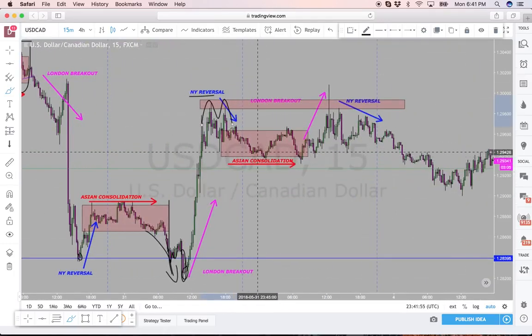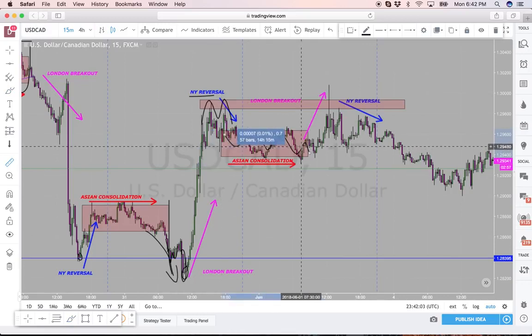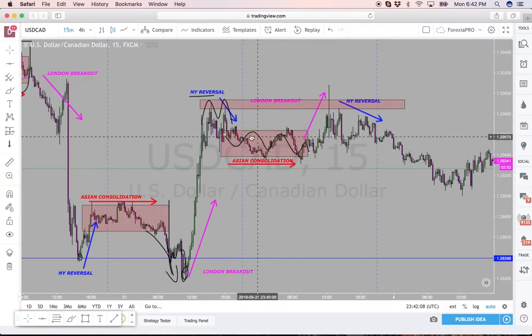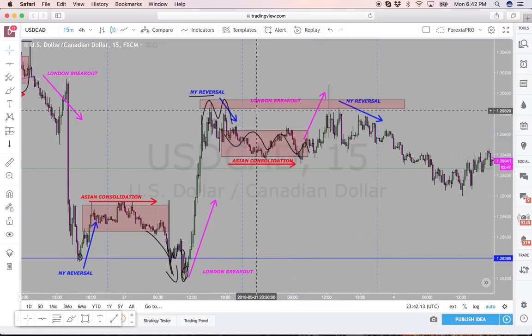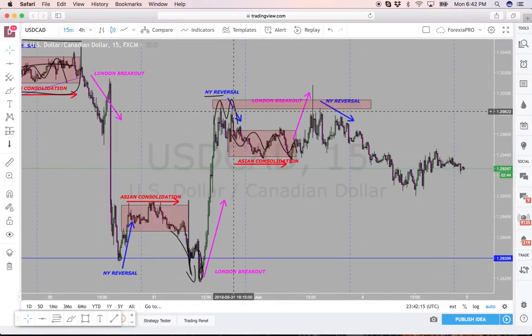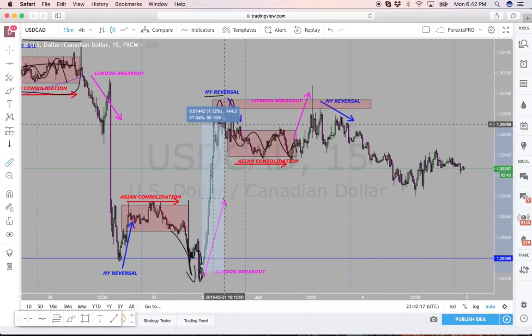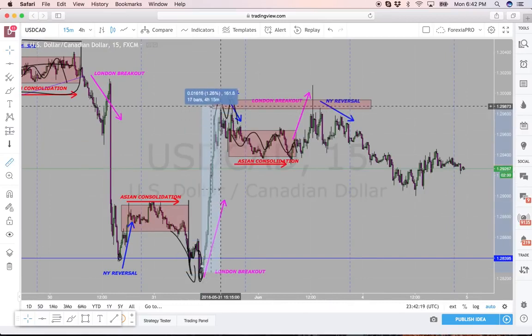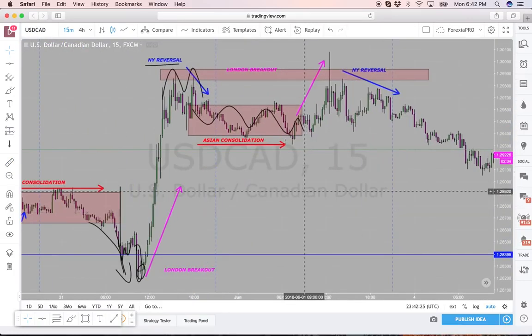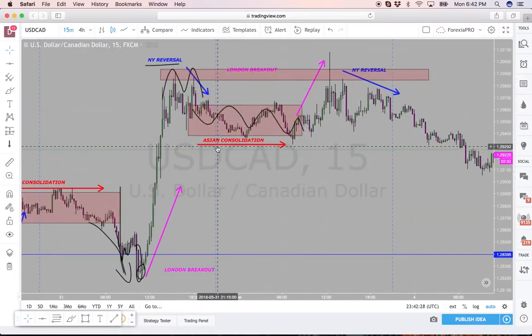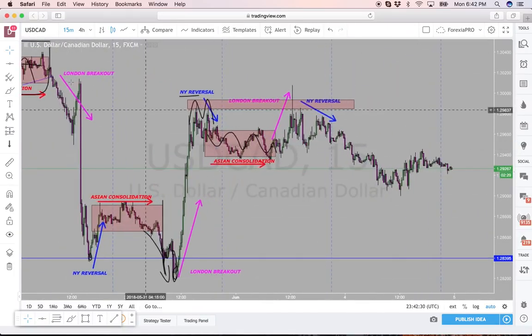So here we go once again. It was Asian session consolidation for like 15 hours. Let's see. Yep, 15 hours and 15 minutes of a 28 pip movement. That's nothing. Here we have this move. In 5 hours, the market moved 163 pips. That's insane. Why would you even think about trading Asian consolidation? It doesn't make any sense.